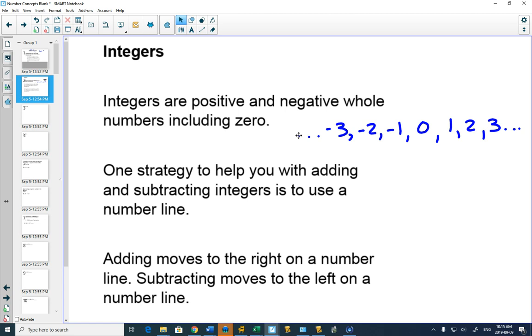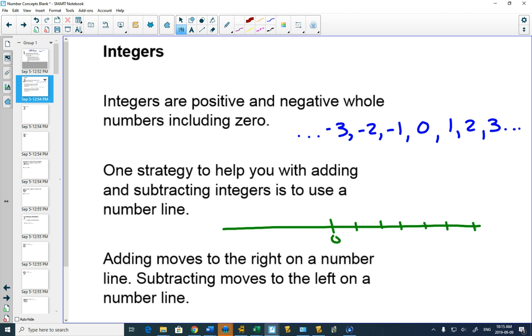One strategy to help you with adding and subtracting is a number line. Okay? A number line is a pretty straightforward thing. It's just zero in the middle. You got your numbers positive this way, and then your negative numbers go this way, right? Negative, and it keeps on going in both directions.